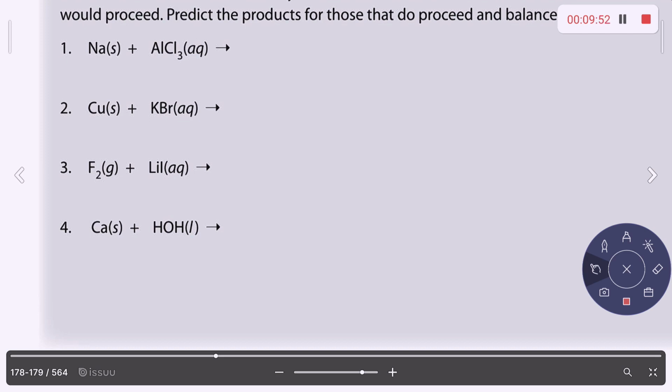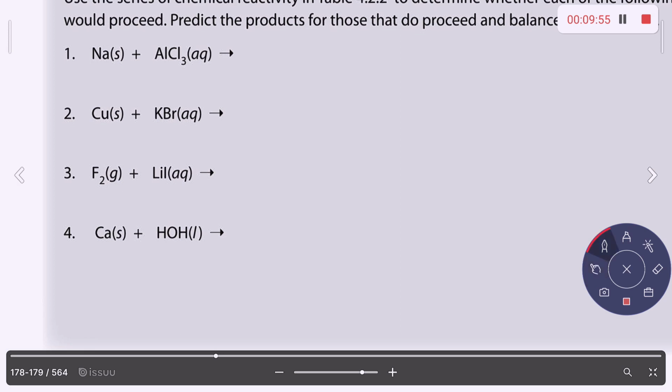So for number 4, this is calcium metal, and we're putting it into water. Is it one of the metals that will react with water at room temperature? Yes. So therefore, calcium will trade places with this first hydrogen. What I recommend you do is write this out in words. So this is calcium plus hydrogen hydroxide. The calcium and the hydrogen will switch places. You're going to form calcium hydroxide and hydrogen.